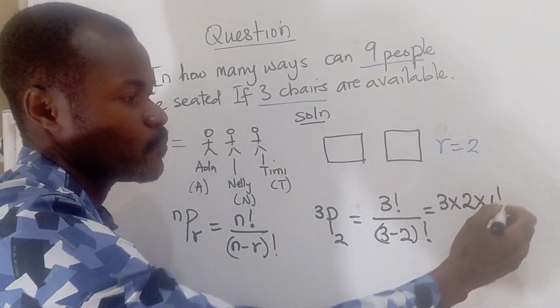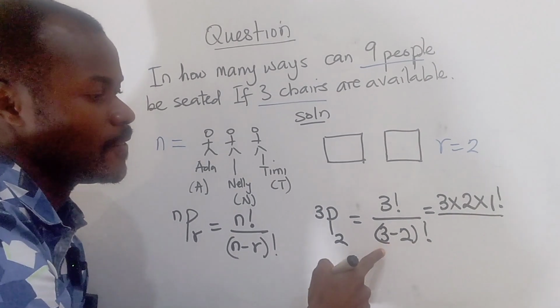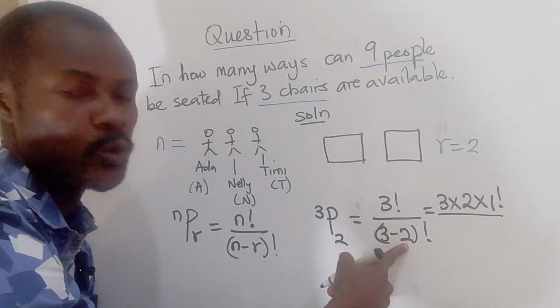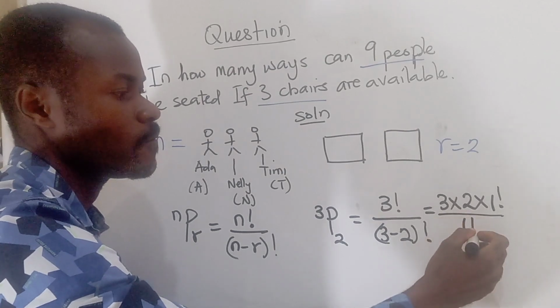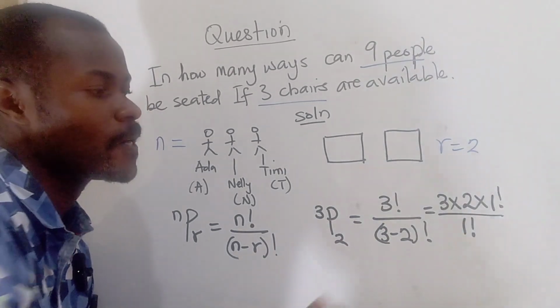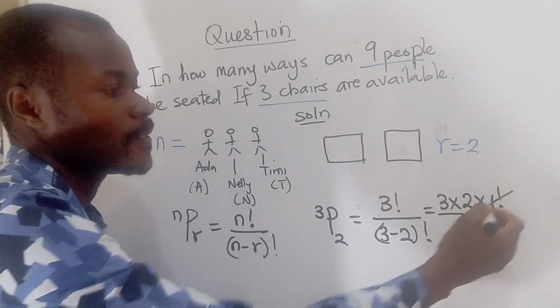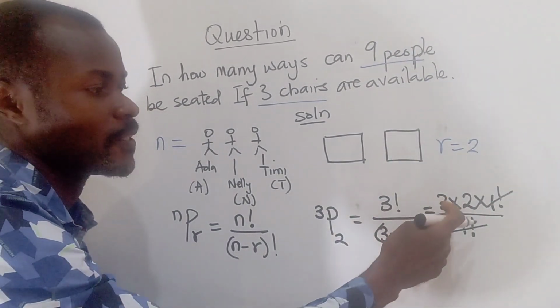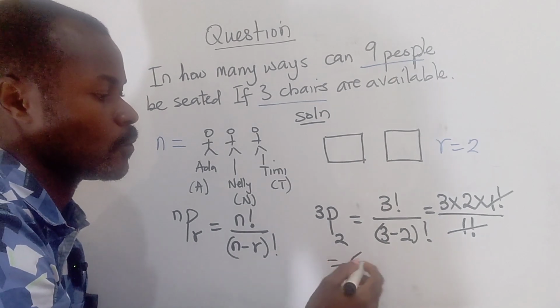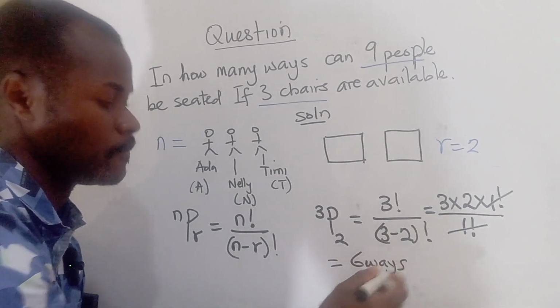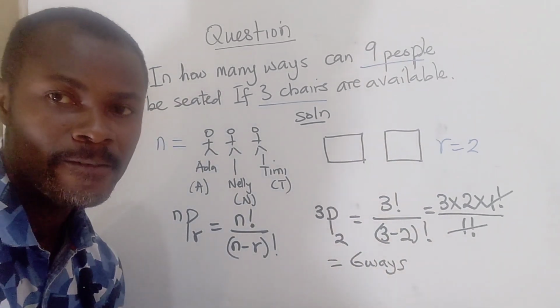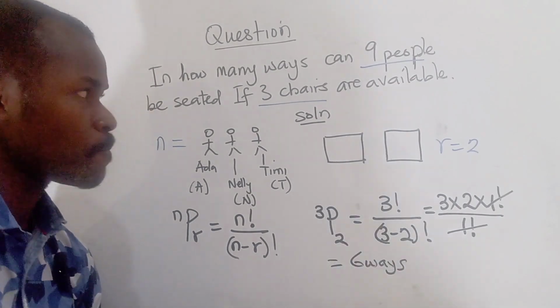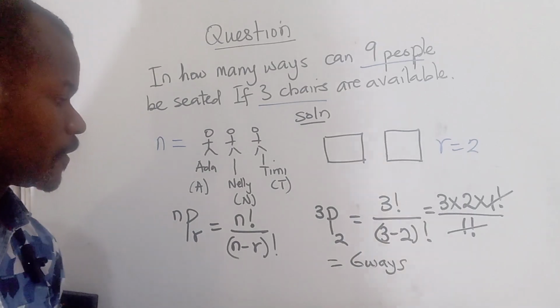Then divide by 3 minus 2, which is 1 factorial. If you look, this can cancel out this. So we are left with 3 times 2, which is equal to 6 ways. Alright, so having gotten that, we can now go to the original question.